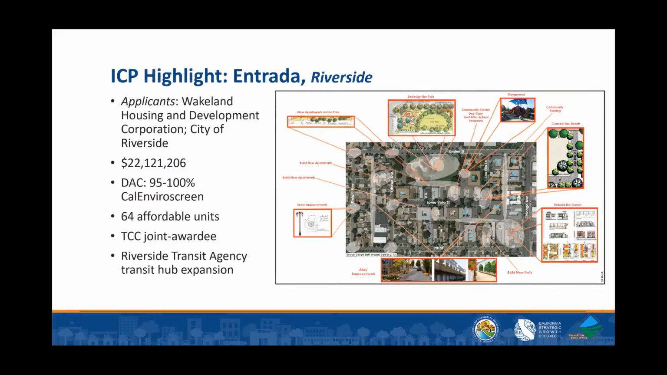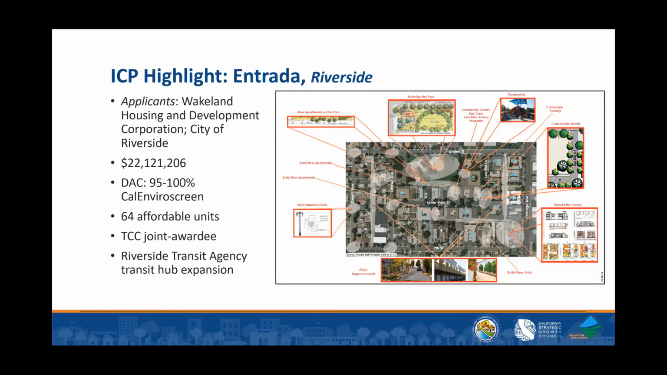This project was also awarded through SGC's Transformative Climate Communities program. So AHSC funding went towards the construction of 65 units. The housing related infrastructure was for sewer, water, power lines, and other required public right-of-way improvements. And transportation funds were used for the expansion of Riverside's multimodal transit hub, the addition of nearly 1 mile of protected bike lanes, and miles of pedestrian improvements, and 3 new bus stops.